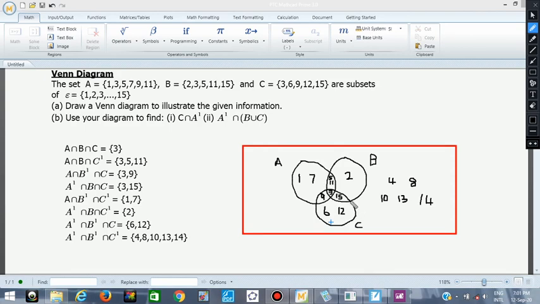You can see the circle of C. 3 is part of it. Then 6 is there. You can see 9 is there. You can see 12. You can see 15. Then the ones that are not in A, B, and C, these are the numbers you see outside. So that is all for the Venn diagram.